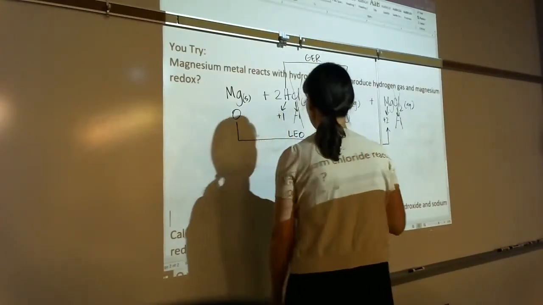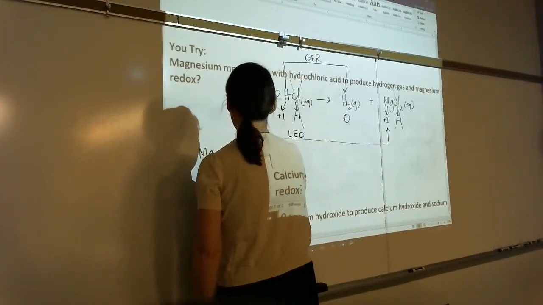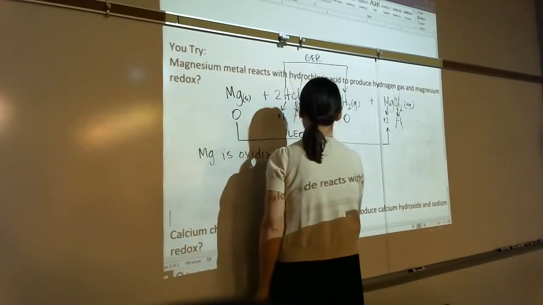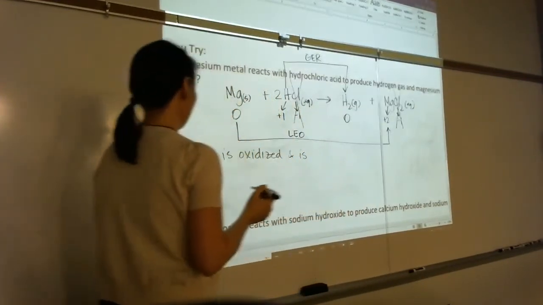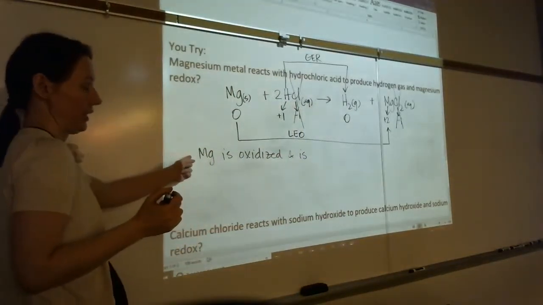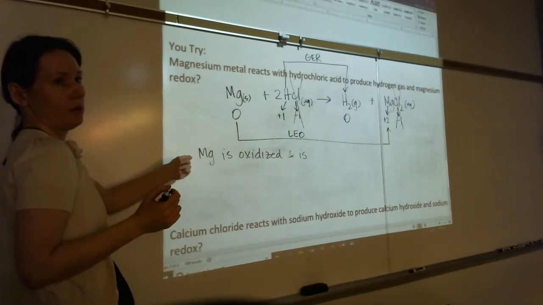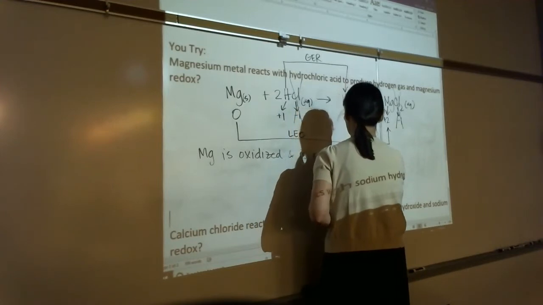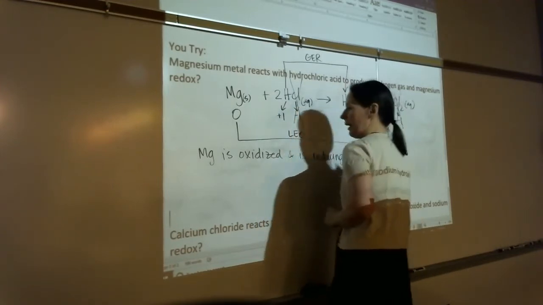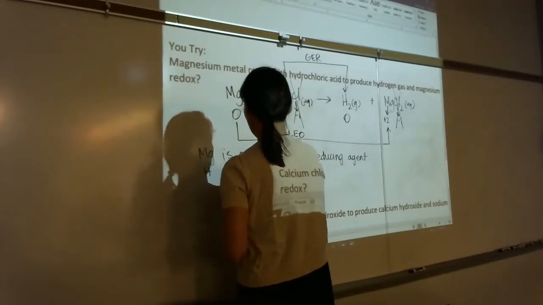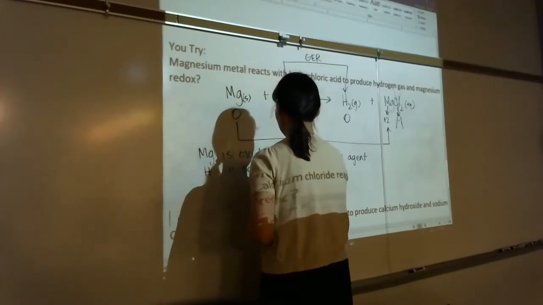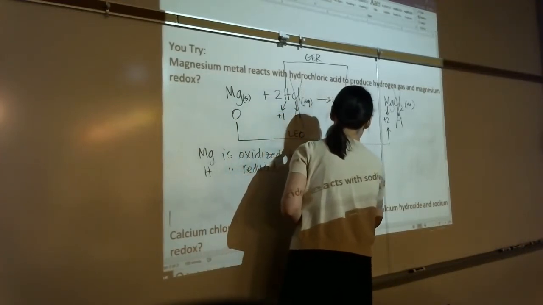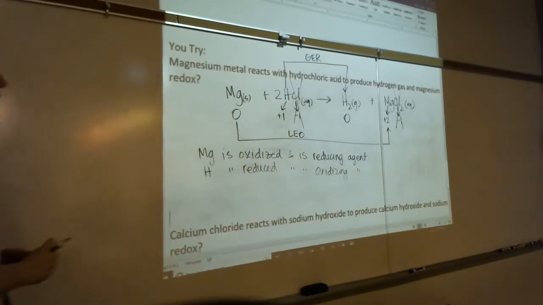So is this redox? Yes. Magnesium is oxidized and is, what is the agent here? If magnesium is oxidized, what agent is it? It would be the reducing agent. And hydrogen is reduced and is the oxidizing agent. So yes, this is redox.